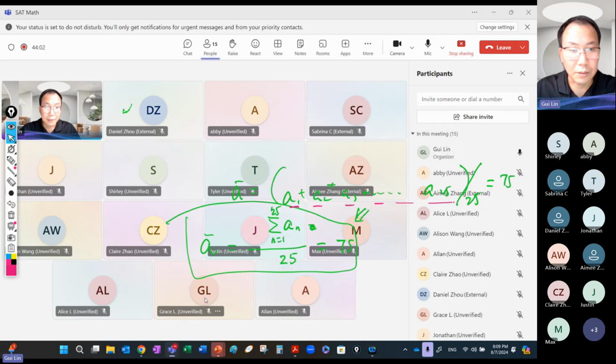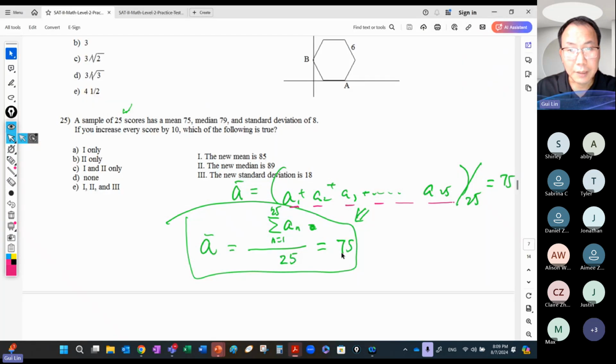All right. So if you average, go back here. So the median means the middle data, right? The middle data is A13. If I sequence from smallest to the biggest, the middle data A13 will be 79, right? The standard deviation, what does the standard deviation mean?